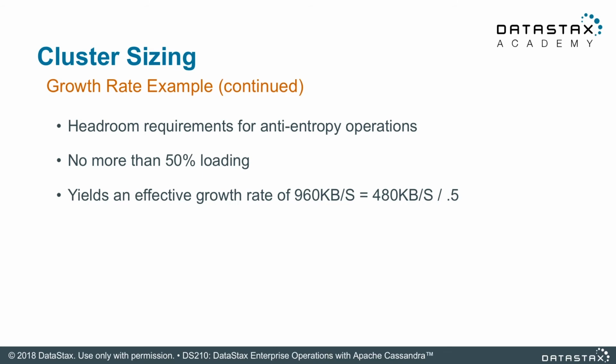Let's talk about the need to consider headroom when thinking about cluster sizing. There are cluster operations that require additional headroom, at least temporarily, while they run. In this example, we are talking about anti-entropy operations. Remember, you should only load your disk by about 50% because you're going to need the other 50% to copy data to. This would result in a growth rate of 960 kilobytes per second, which is 480 kilobytes per second divided by 0.5.